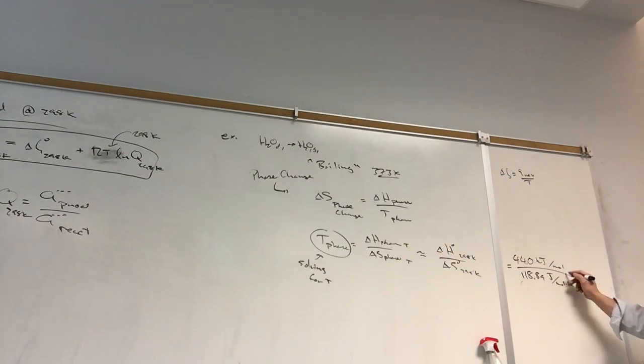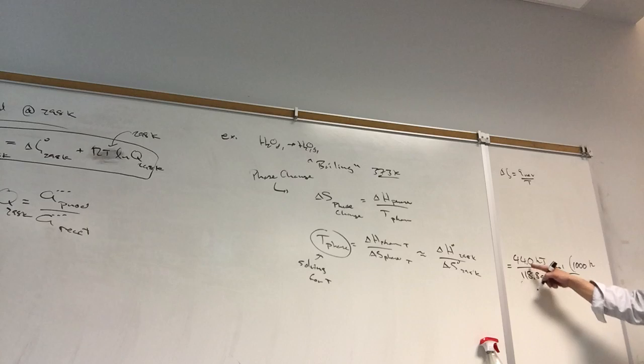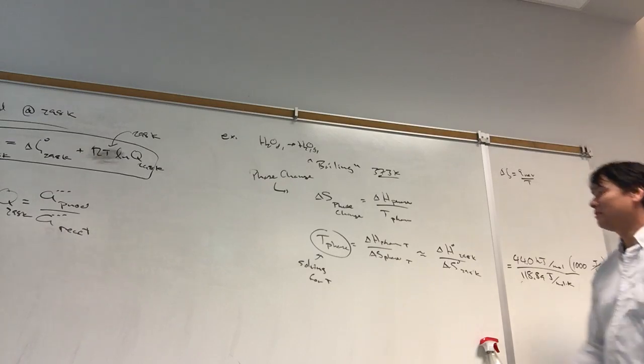And so we need to convert one. We could just convert the top one if we want, or we could just move the decimal, or multiply kilojoules by 1,000 joules per kilojoule. Let's do that. And so what does the temperature come out to?